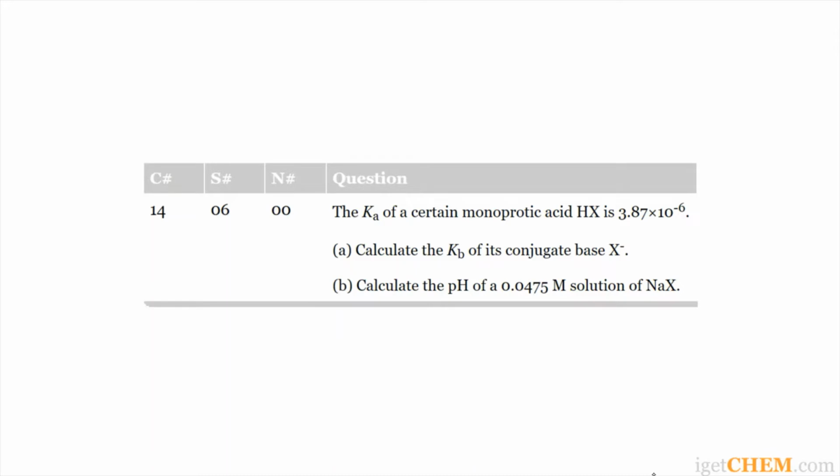The Ka of a certain monoprotic acid HX is 3.87 times 10 to the minus 6. Part A, calculate the Kb of its conjugate base, X minus. And part B, calculate the pH of a 0.0475 molar solution of NaX.